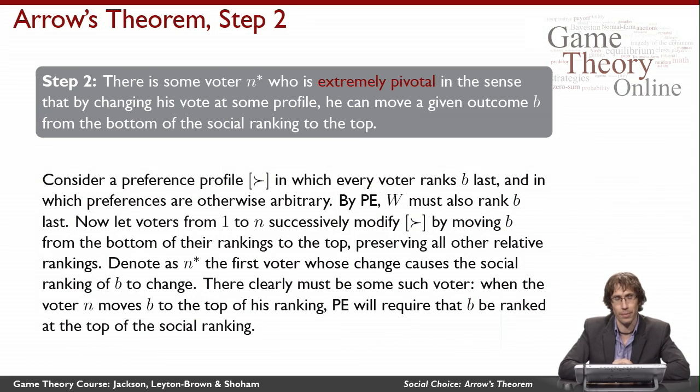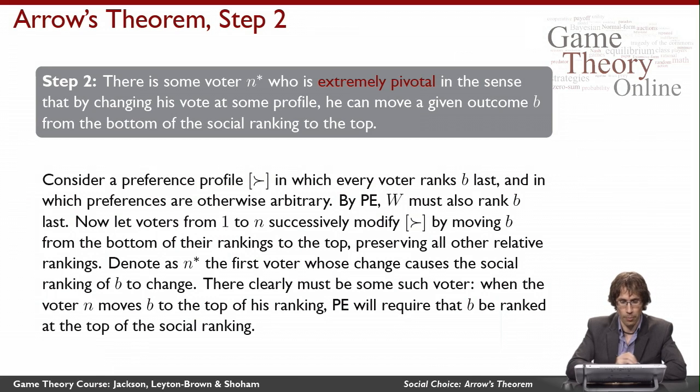This is the crucial step now. So now I want to claim that there exists some special voter, and I'm going to call him N star, who is extremely pivotal in the following sense. I want to say that he's able to change his vote at some preference profile. So there exists a preference profile where if he changes his vote, he can move a given outcome B from being at the very bottom of the social ranking to the very top. So there exists at least some circumstance in which some person is able to make a really big difference to the social choice. He can move B from being the very least preferred thing to the very most preferred thing. Let's see why that would be true.